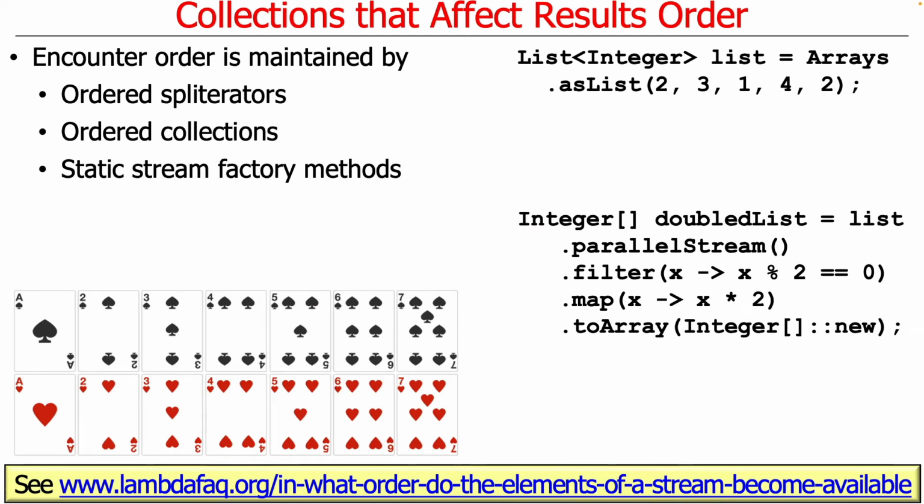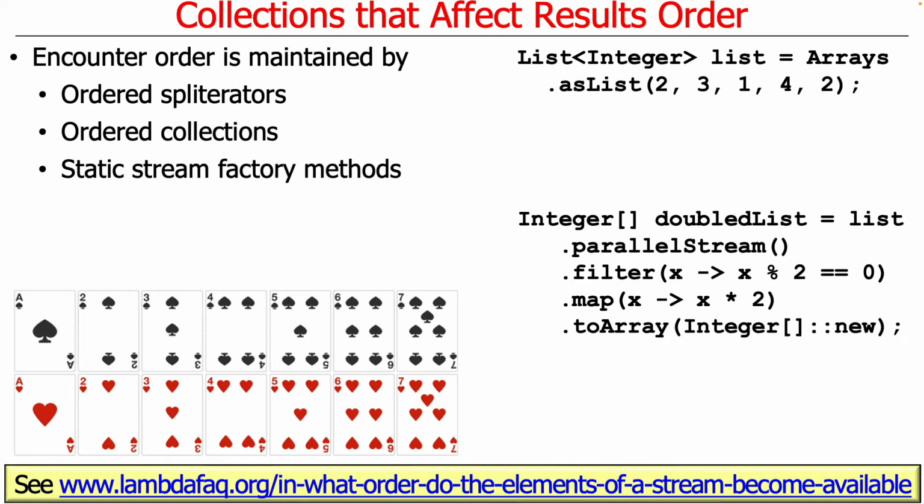So remember, I've talked before about the concept of encounter order. Encounter order just means that we're going to keep track of the order in which things are encountered from left to right, if you think about it that way, from the beginning of the collection to the end. And things that maintain encounter order include ordered spliterators. We'll talk about what that means in a second. Ordered collections, which also use ordered spliterators, and static stream factory methods.